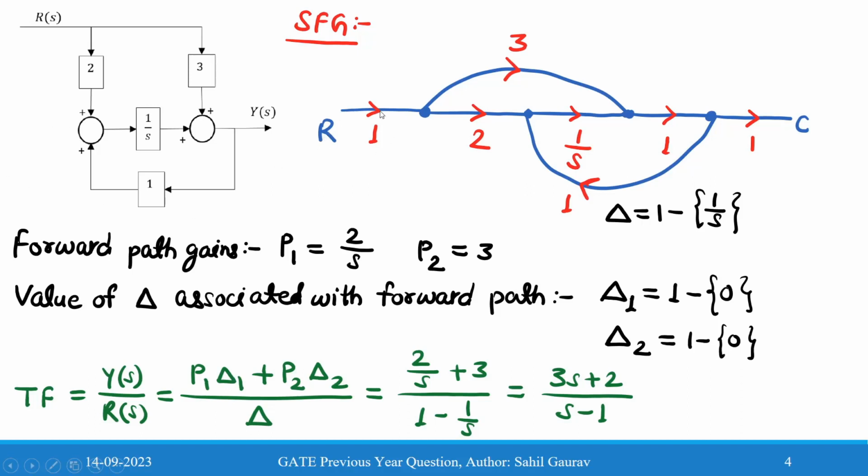So R we have taken, and this is the gain 1, and this node is where two paths come out. One path has gain 2, another path has gain 3. Then 2 goes to the summation block, so this node is represented as a summation block, and 3 goes to the next node, which is also a summation block, and in between them 1 divided by s is the gain between the two summation blocks. And again this summation block goes to the output, represented as 1, and here is a feedback path having gain 1 coming to the summation block.